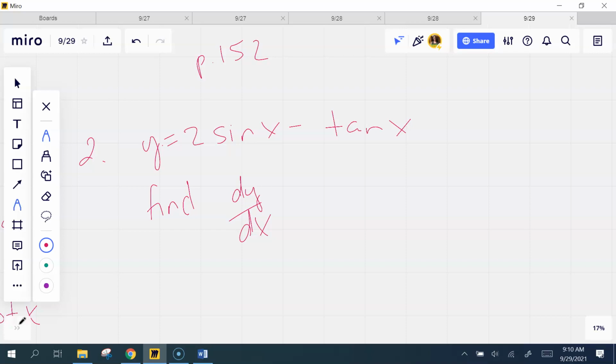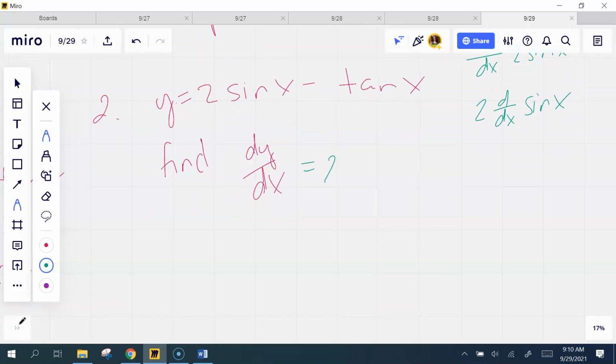Maybe like the other one. All right. If there's a coefficient in front, that can come around, right? The derivative of, oh, it's the reverse power rule. This is the same thing as 2 times the derivative of sine x. Do you agree? Okay. So what is the derivative of sine x? So this would be 2 cosine x. What's the derivative of tan x?